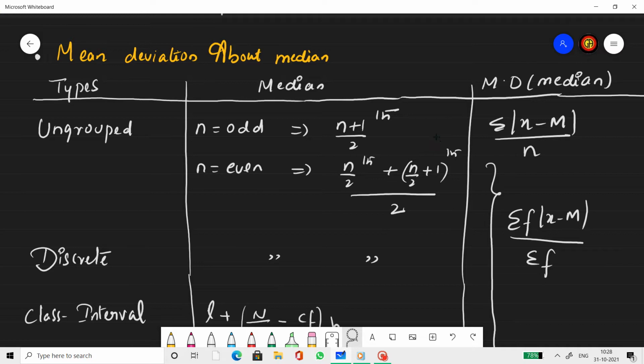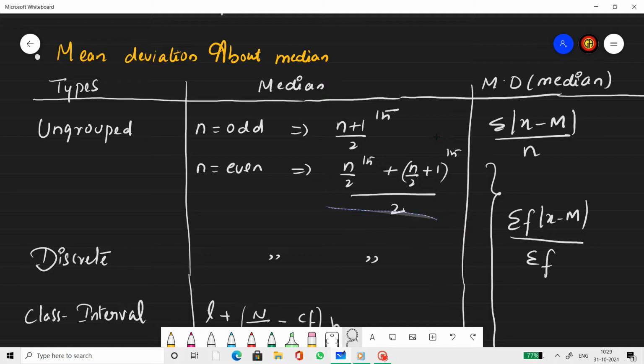So next we are going to find mean deviation about median. Data is broadly divided into three types, just like the previous one, and this is the case for all methods. Ungrouped data: if n is odd, median is found by the (n plus 1) by 2th term. Remember to rearrange the data in ascending order. To find median, you have to rearrange the given data in ascending order and then count the number of data. If it is odd, we use this formula. If it is even, we use this formula.